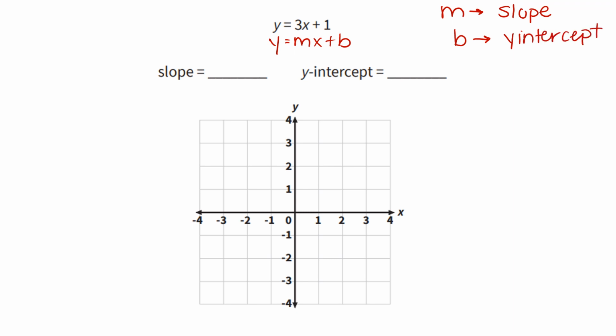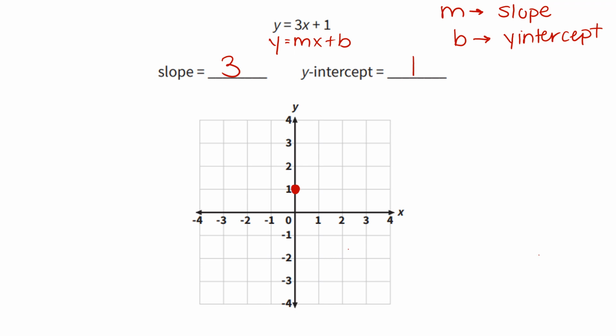So in the equation y equals 3x plus 1, the 3 is the slope, and the 1 is the y-intercept. When it comes time to graph the equation, we graph the positive 1 first, and we graph it on the y-axis. It's the y-intercept. It goes on the y-axis.